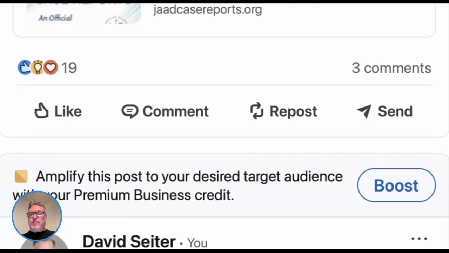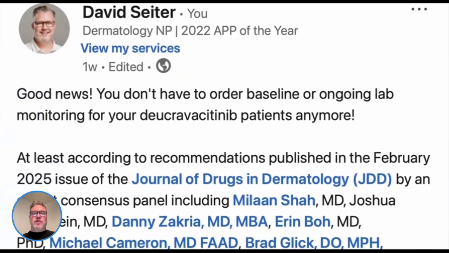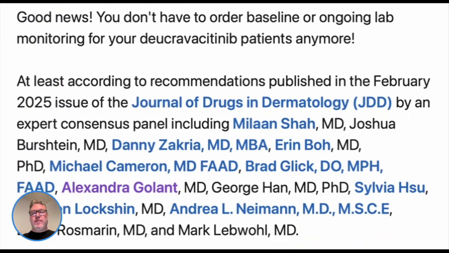Last for this particular episode is good news, something simple that will make your life and your patients' lives easier. And that's the recommendation that you do not have to order baseline or ongoing lab monitoring for your Deucravacitinib patients anymore, at least according to a large panel of experts who published their consensus findings in the February 2025 issue of the Journal of Drugs and Dermatology.